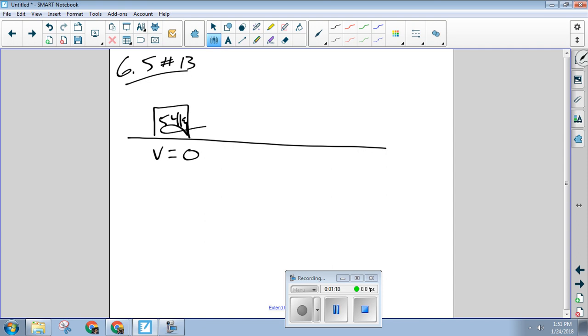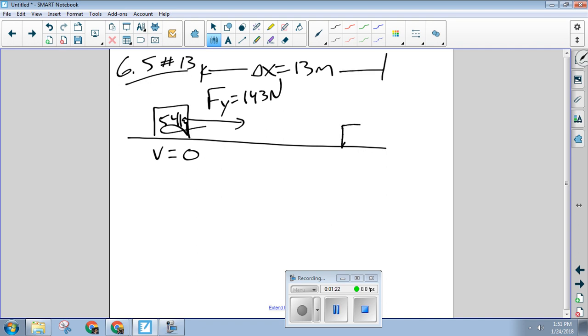And so then there's the force of you, which is 143 newtons. You're going to push it through a displacement of 13 meters. And at the end of those 13 meters, it hits a velocity of 2 meters a second. Notice my setup here is exactly the same as before. I identified the important points in the object's motion, and now I'm going to think about what I know about the energy at each of those points. So let's call this point 1, and let's call this point 2.